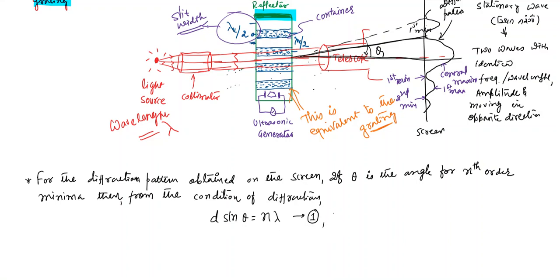Here please remember that lambda is equal to the wavelength of the monochromatic light.